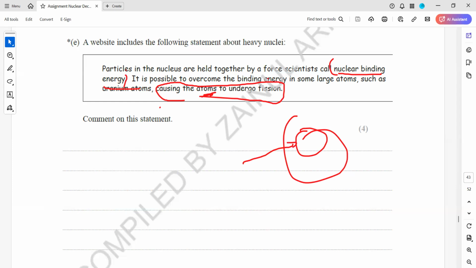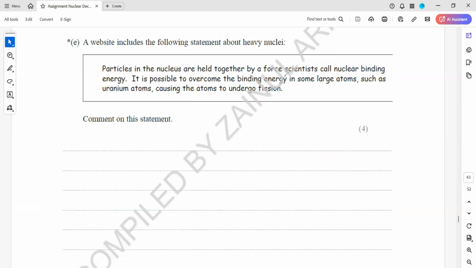So how do you score the marks here? First thing, you will mention that binding energy is energy released when a heavy nucleus breaks down into lighter ones, or lighter ones join to form a heavy one. The particles in a nucleus are held together by a force called nuclear binding energy. No, that is not nuclear binding energy. Binding energy is energy released when a heavy nucleus undergoes fission or lighter nuclei undergo fusion. And it is possible to overcome binding energy in some large atoms. No, it's not possible. We don't overcome the binding energy.